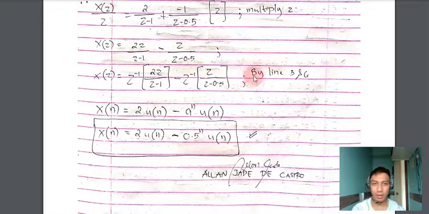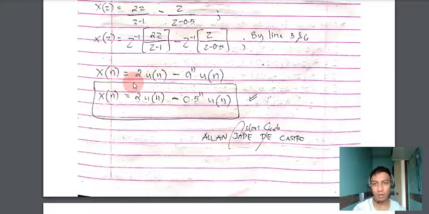So, by lines 3 and 6, we apply the inverse transform of 2z over z minus 1 minus the inverse of z over z minus 0.5. So we are left with x of n is equal to 2u of n minus 0.5 to the n u of n. So this is our final answer.